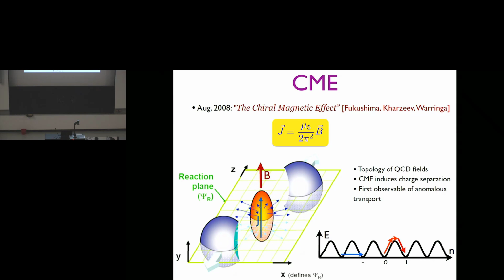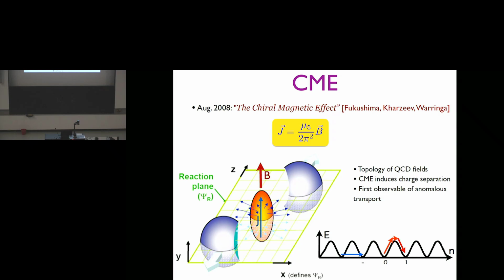The idea is that in heavy ion collisions, you collide heavy ions, but they don't collide just centrally. Most of the time, they just overlap partially. Then in the middle, you create this fireball, which eventually becomes the quark-gluon plasma. And there's also this complicated vacuum structure of QCD.